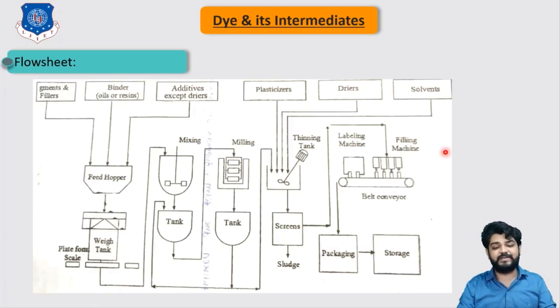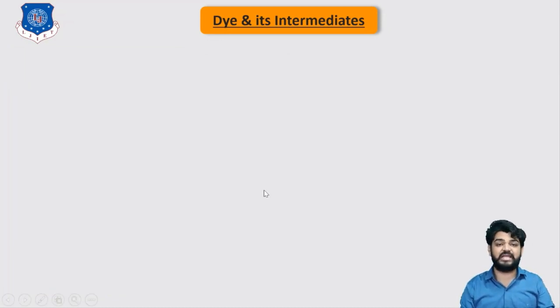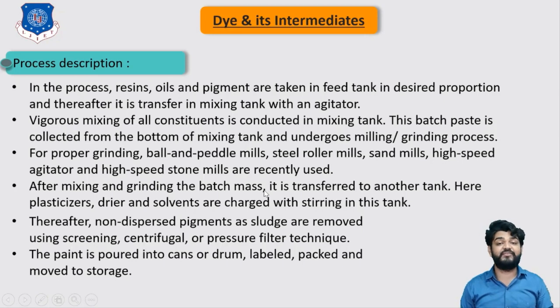And after that it is being sent to the labeling unit, which operates on the belt conveyor. And after that it is being sent to the packing and the storage. So this was all about the flow sheet of the paint industry. Let's quickly understand this process description so that we can develop a better understanding of this paint industry.